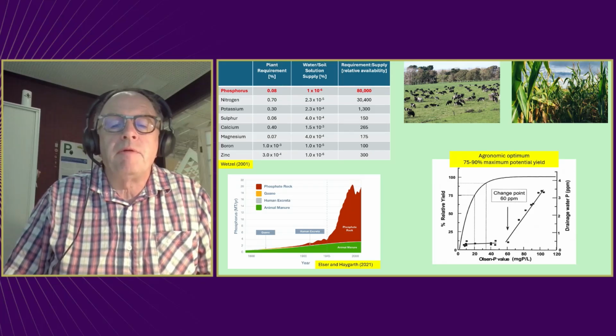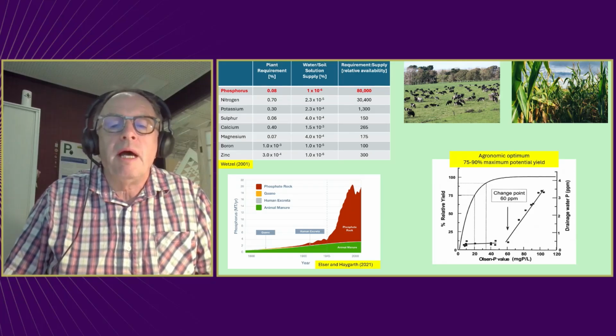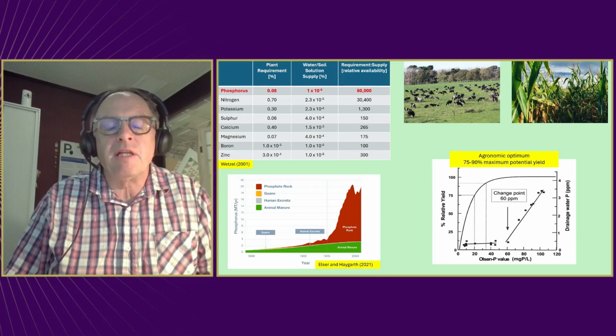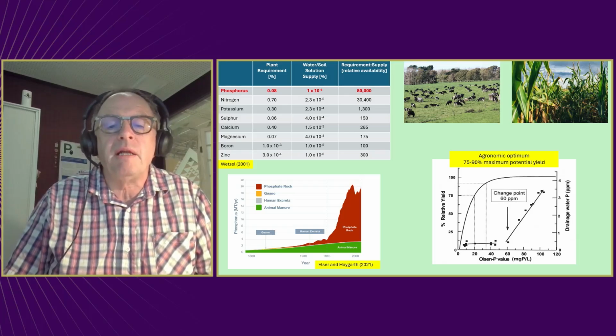The target for putting fertilizer in is really what I term the agronomic optimum. What we need when we put fertilizer in is to achieve a level of phosphorus status, given here as the Olsen P status. It's a level of phosphorus in the soil that can attain somewhere between 75 and 90% of maximum production, given that a whole lot of other things affect productivity. So aim for 75 to 90%.